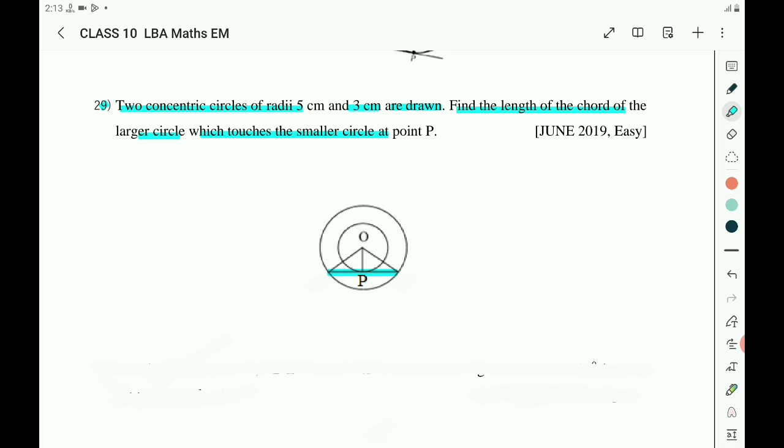You know that OP is perpendicular to the chord. If you name it AB, OP is perpendicular to AB. These two are right angle triangles. The radius at the point of contact is perpendicular to the tangent. By using that concept, and also one more concept you learnt in 9th standard, that the perpendicular drawn from the center to the chord bisects the chord, here AB is bisected by the point P.